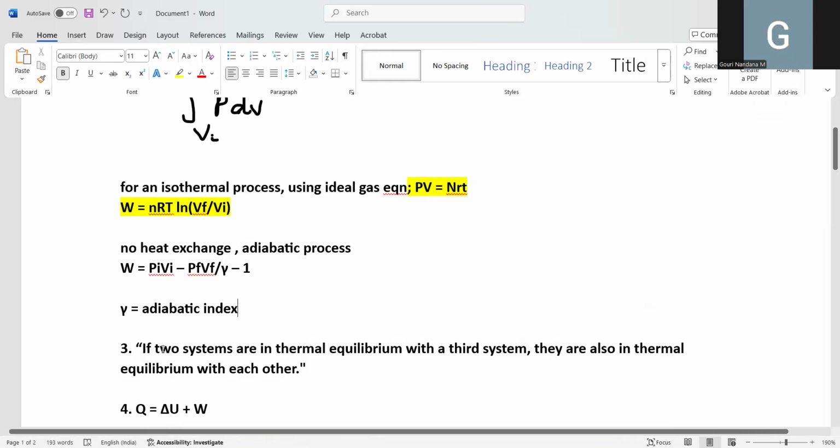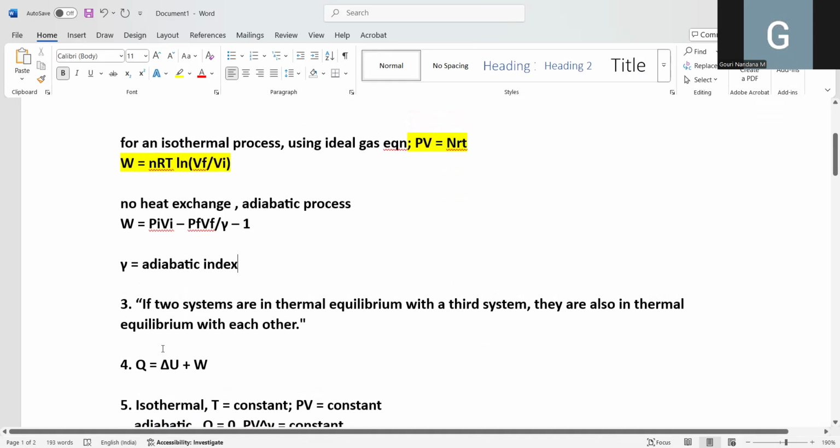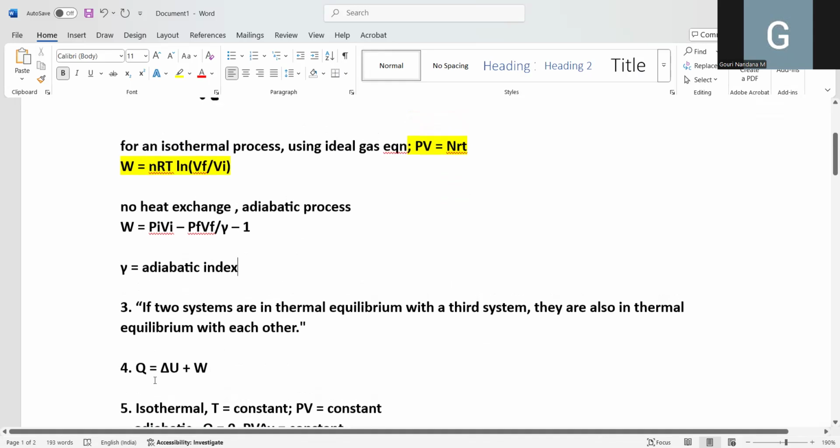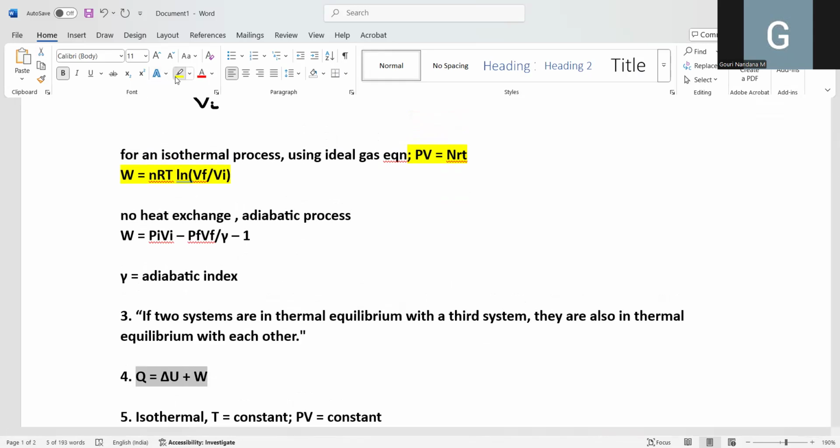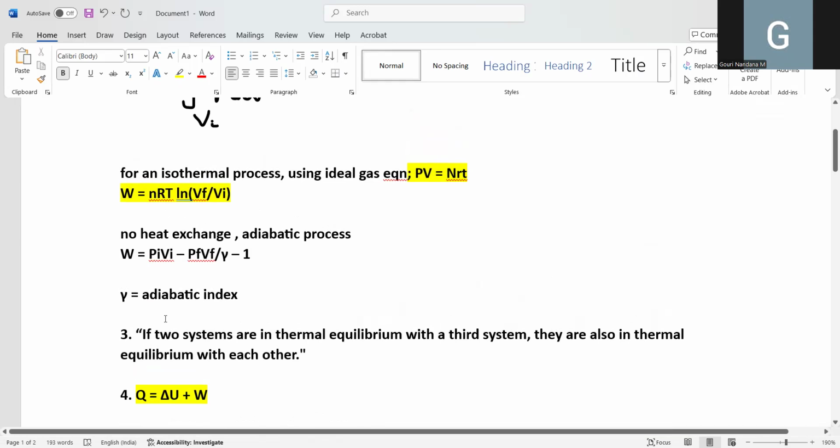That is what the zeroth law of thermodynamics states. The next question is: state the first law of thermodynamics and its limitations. The first law of thermodynamics says the heat energy supplied to a system is equal to the sum of the change in internal energy and the work done by the system. So the heat energy Q is equal to the change in internal energy plus the work done by the system. That is the first law of thermodynamics.